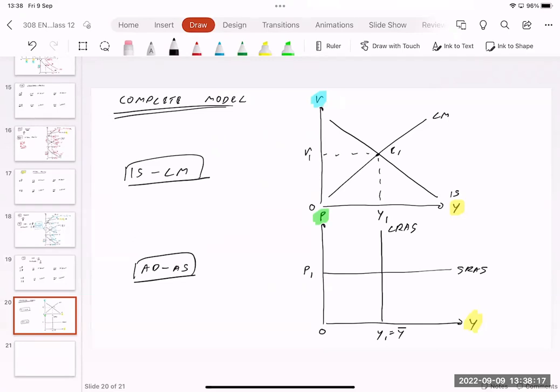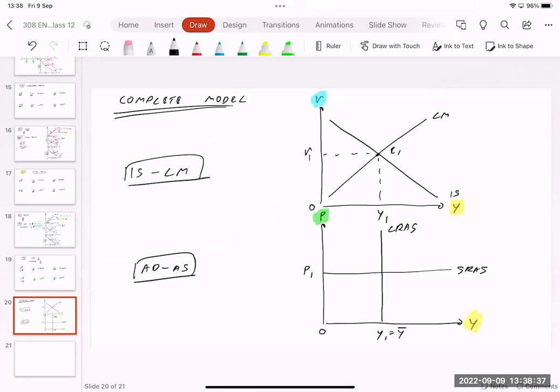For the long run, we assume that firms have flexible prices. They can set the price to any level they want. And we assume that in the long run, firms produce at the full employment level. So in the long run, our country's economy is going to produce at the full employment level. Everyone's going to get a job.